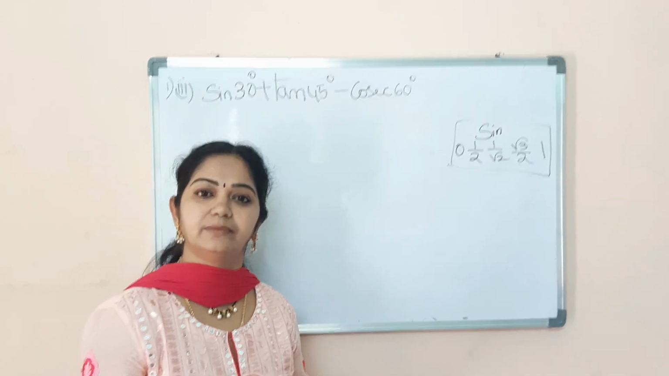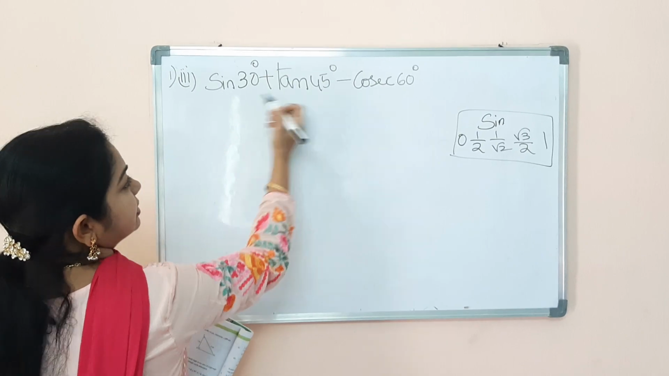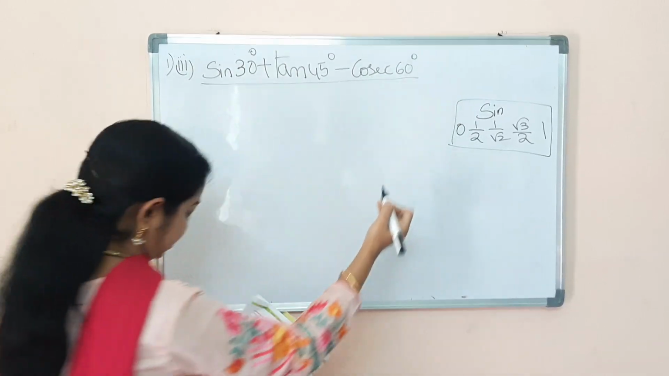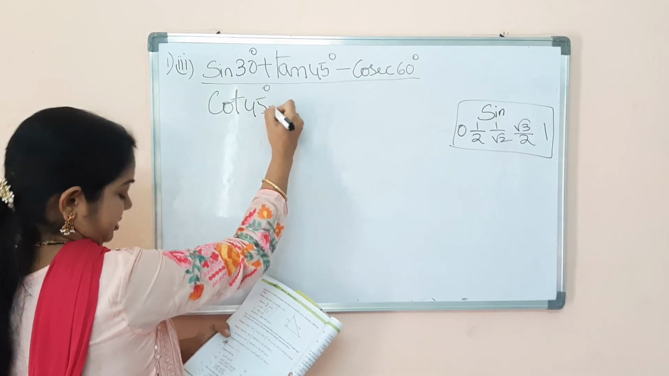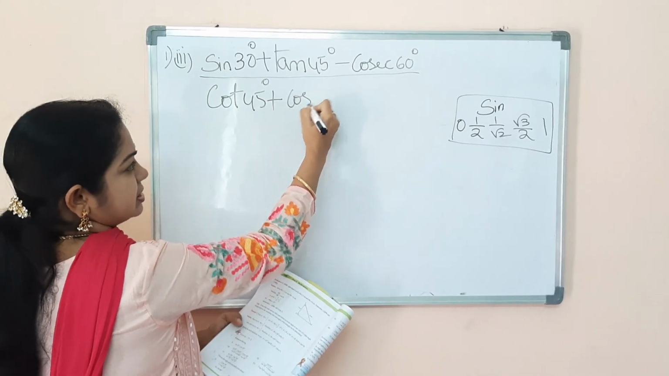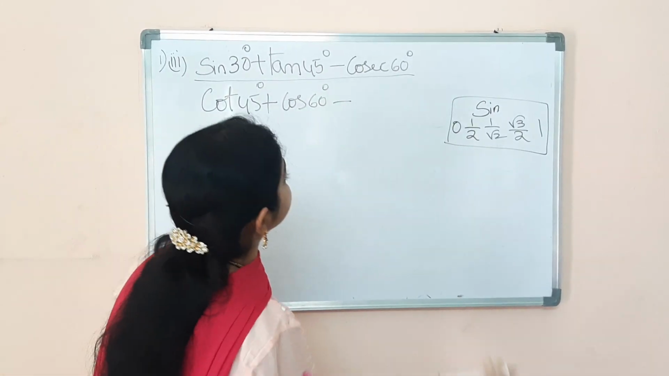Now we'll see one problem in exercise 11.2. Sine 30, tan 45 minus cosecant 60, cot 45 degrees plus cos 60 degrees minus cosecant 30 degrees.